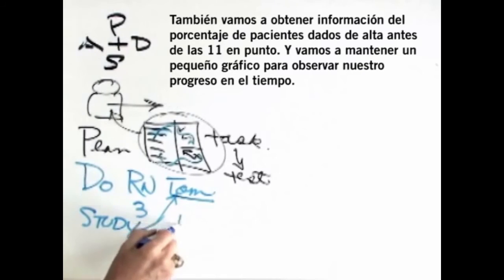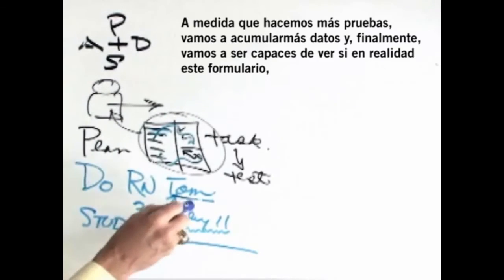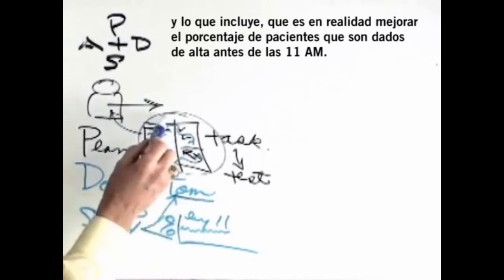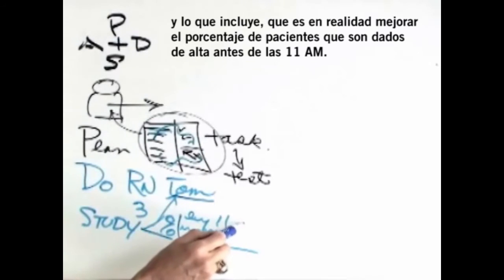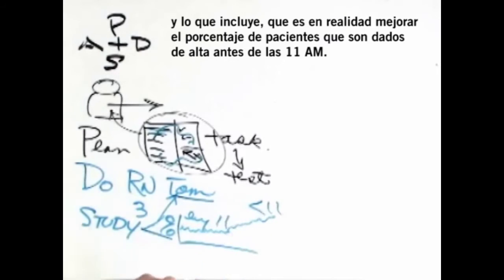Then we're also going to get feedback by keeping track of the percent of patients discharged by 11 o'clock. And we're going to keep this little run chart to look at our progress over time. And as we do more tests, we're going to accumulate more data. And eventually we'll be able to see if, in fact, this form and what goes with it is actually improving the percent of patients that get discharged less than 11 a.m.